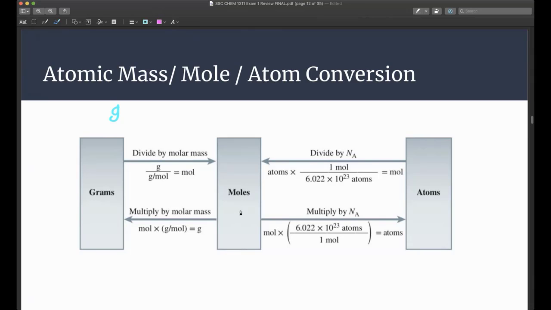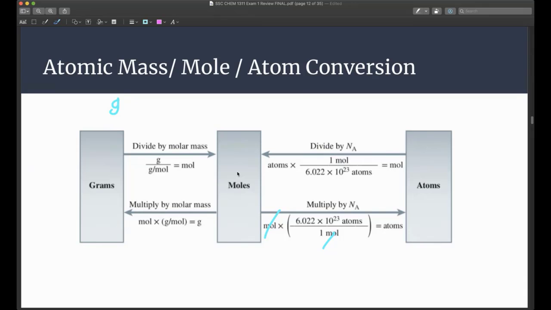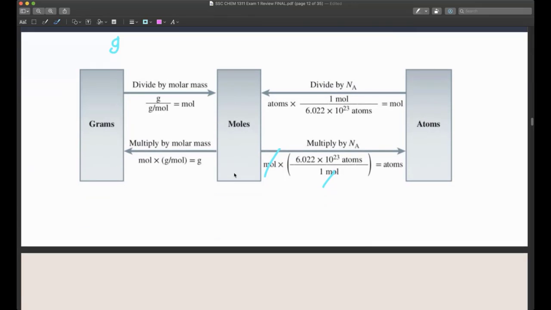So if we want to go from moles to atoms, we take moles, multiply by Avogadro's number, because you're trying to cancel out moles, and you get atoms. And if you want to go the other direction, you just do the opposite. So for instance, atoms to moles, instead of multiplying, you just multiply by the reciprocal, or divide by Avogadro's number, and moles to grams, you just multiply by the molar mass. And we'll be having some example problems on this, so keep a lookout.